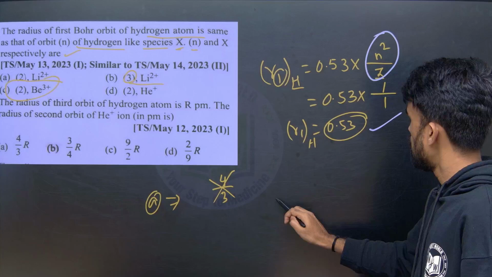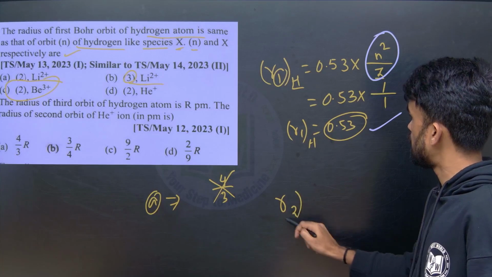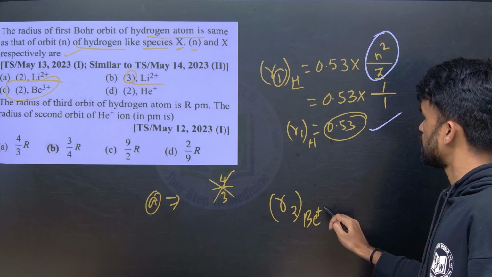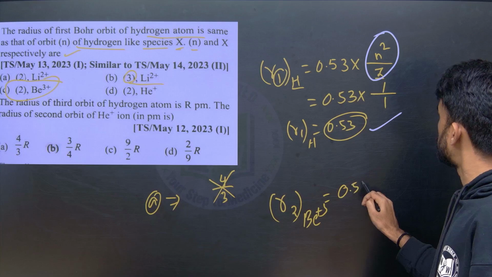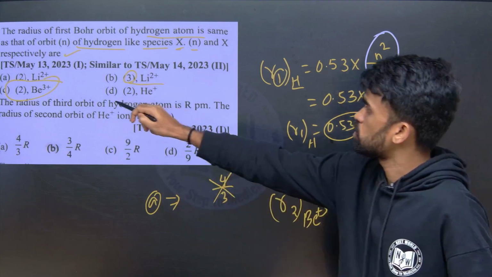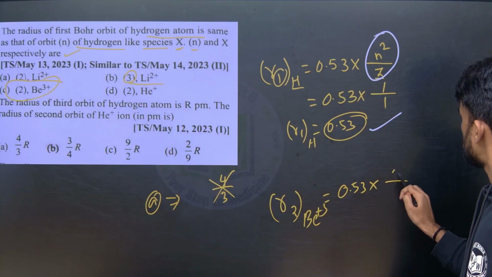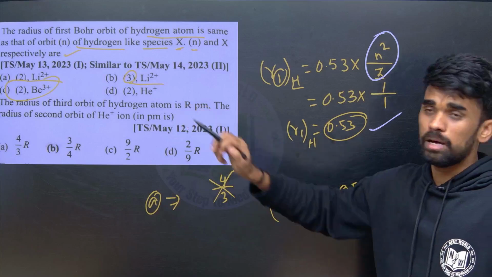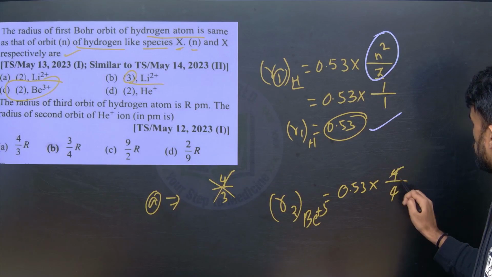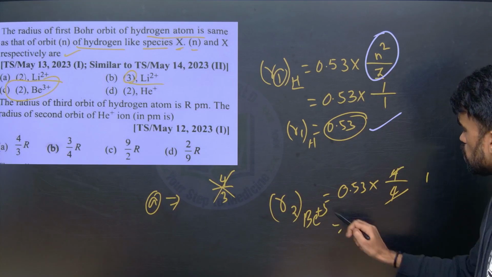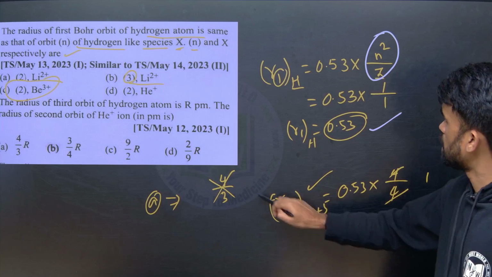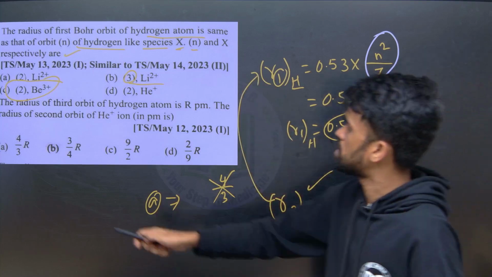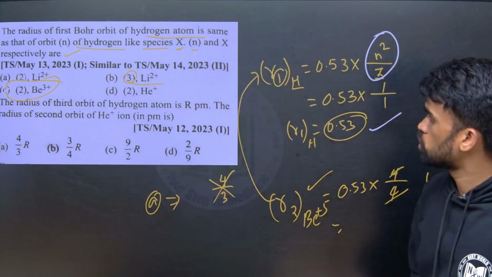But here, if we take the third option, beryllium, Be plus 3, what can we get? 0.53 into n square, where the n value is 2, so square means 4, by beryllium's atomic number, which is 4. So 4 by 4 will be 1. So this will be equal to the R1 of hydrogen. Which option is suitable? The third option is the suitable answer for this.